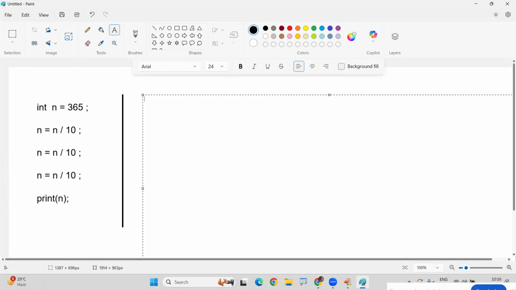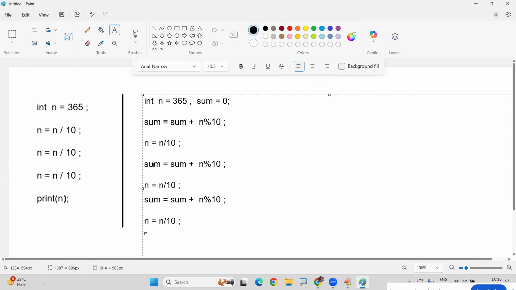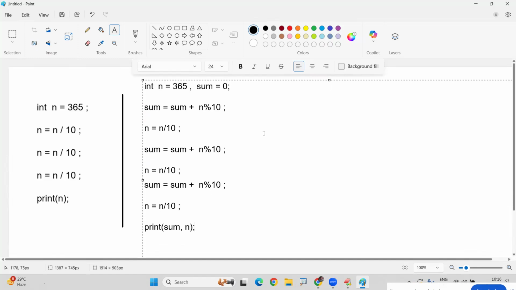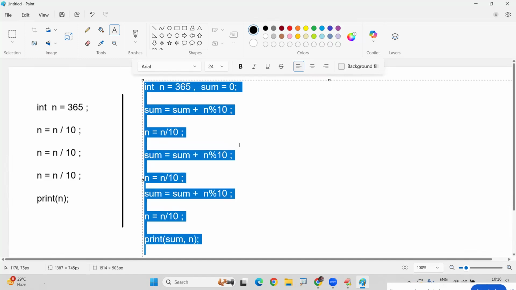Please note down all these one by one. n equal to 365, sum equal to 0. Sum equal to sum plus n mod 10, n equal to n by 10. Again, and finally we are printing the sum value and n value.